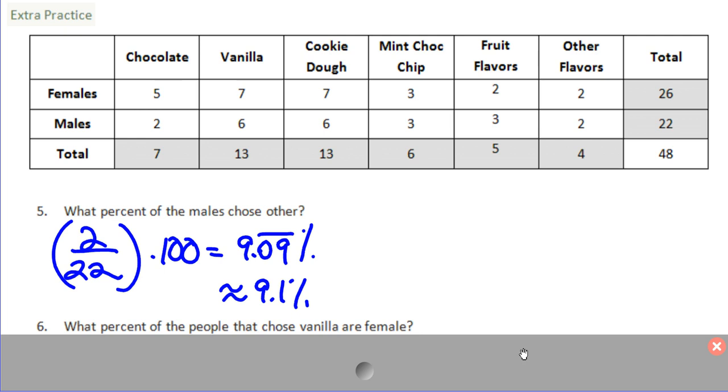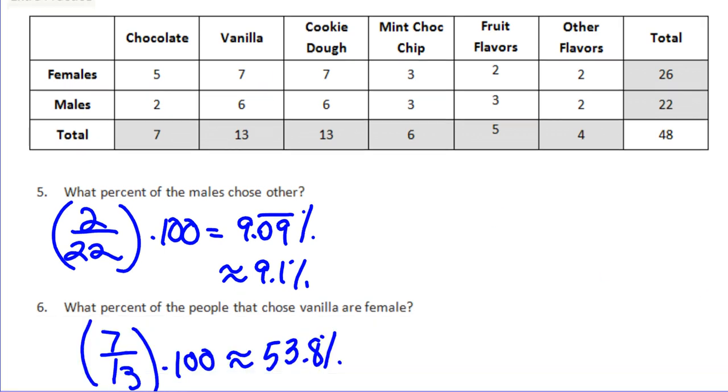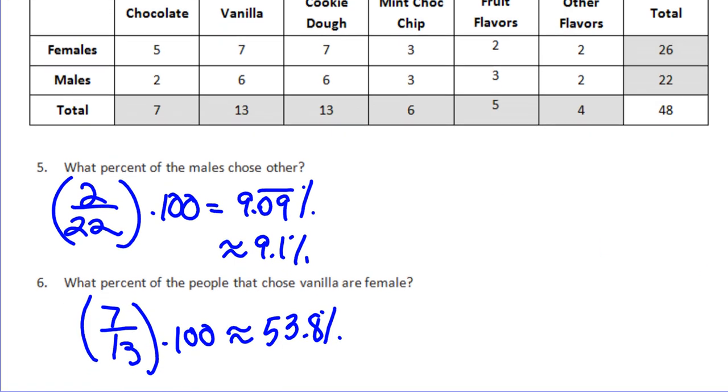Number 6, what percent of the people who chose vanilla are female? Well, my vanilla selection was 13 individuals. 7 of them are female, so we've got 53.8% approximately.